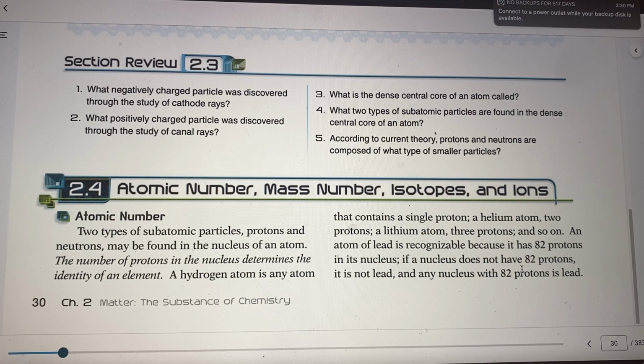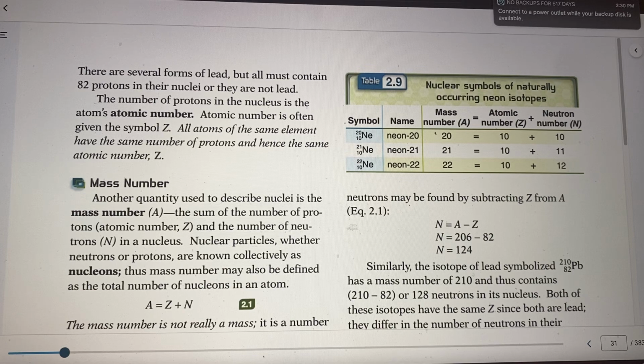So the atomic number represents the identity. If you look on a periodic table at your elements, you'll find out the identity by the atomic number. So atomic number is very important, and just know it represents the protons in the nucleus. The atomic number is often given with the symbol Z. So whenever you have the symbol Z here, it means atomic number.